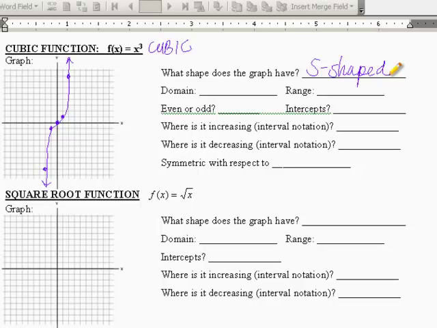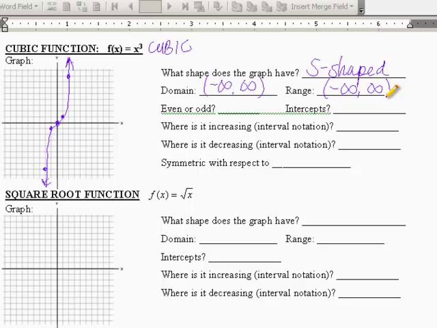We again picked our x values, so our domain is from negative infinity to infinity. You'll notice our range, we have negatives, we have positives, we hit 0. Because we hit all 3, our range is from negative infinity to infinity.